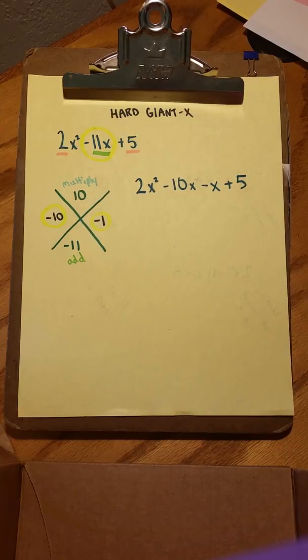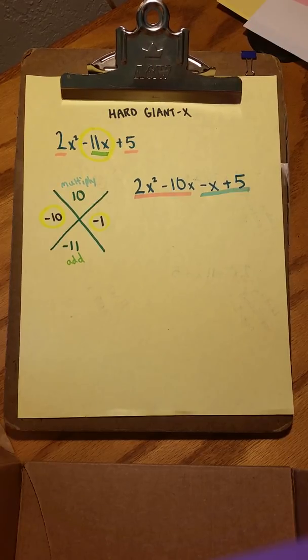This trick is very strange. First, we're going to factor something out of the first two terms. Then we're going to factor something out of the second two terms. What pulls out of 2x squared and negative 10x? We can factor out a 2x, which leaves x minus 5.